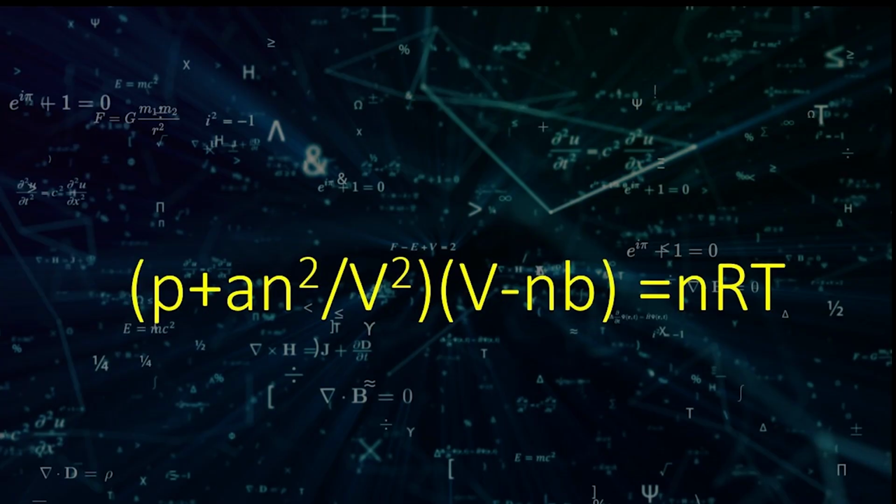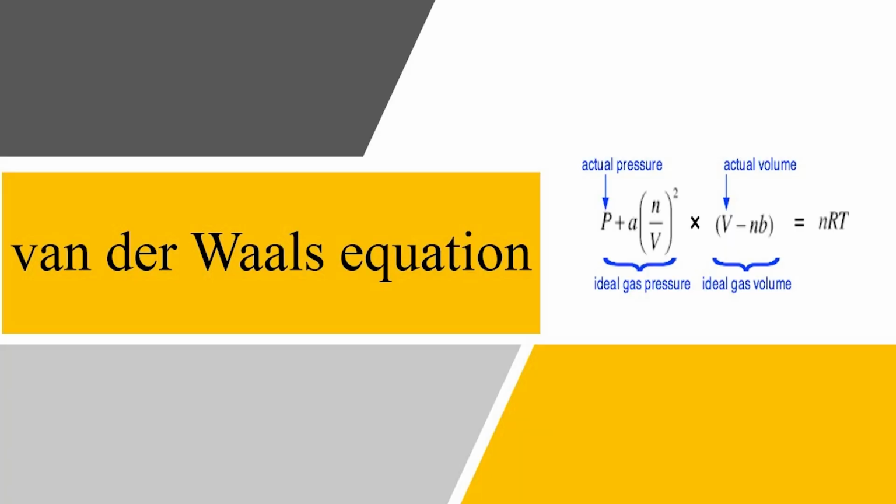So we modified the pressure term and volume term of the ideal gas equation. Having taken into account these corrections for pressure and volume, we can rewrite the equation as (P plus a n squared by V squared) into (V minus nb) equal to nRT. This equation is known as the Van der Waals equation for n moles of the gas.